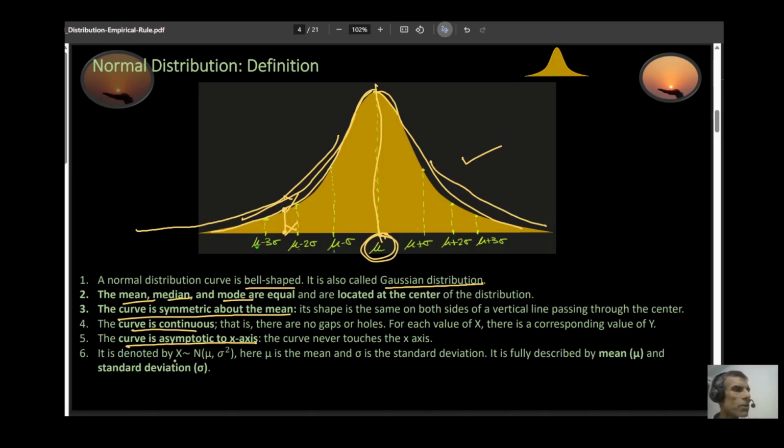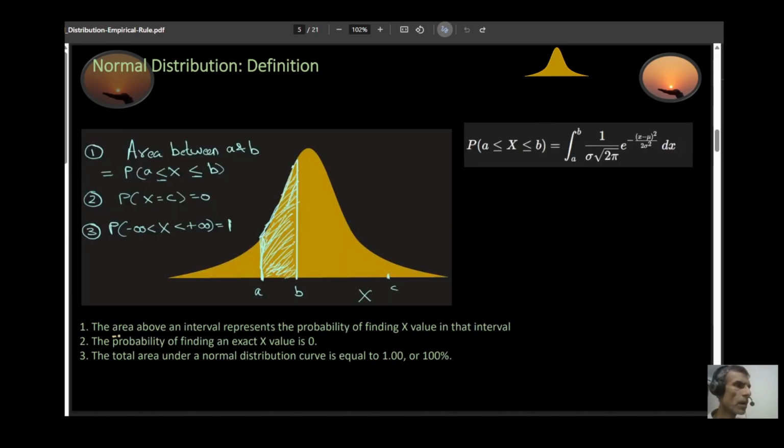In literature, sometimes you'll see this curve denoted with this notation. This means x follows a normal distribution. N stands for normal, mu stands for your mean value, and sigma is your standard deviation. The area above an interval represents the probability of finding an x value in that interval. What it means is this. Let's say this is an interval from A to B. The probability that you will find your x value between A and B is equal to this area right here.